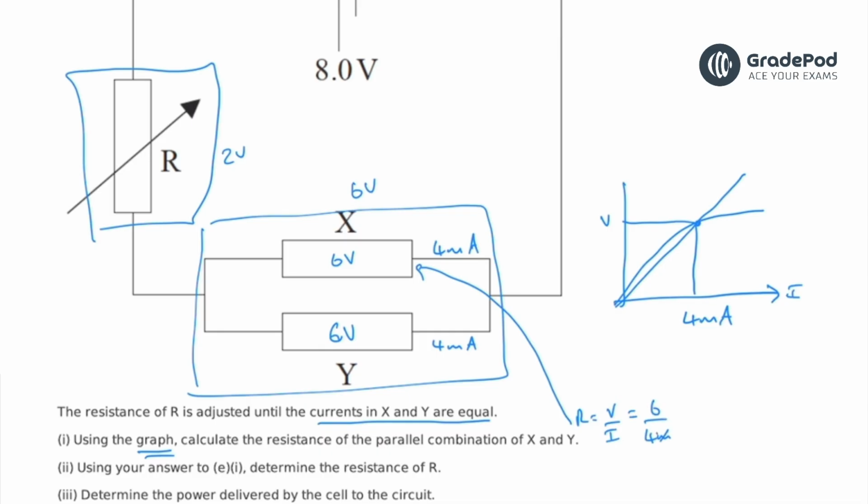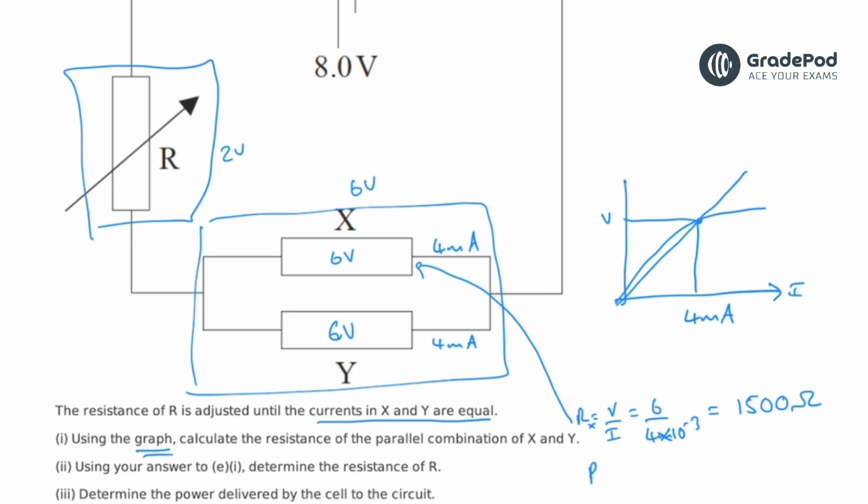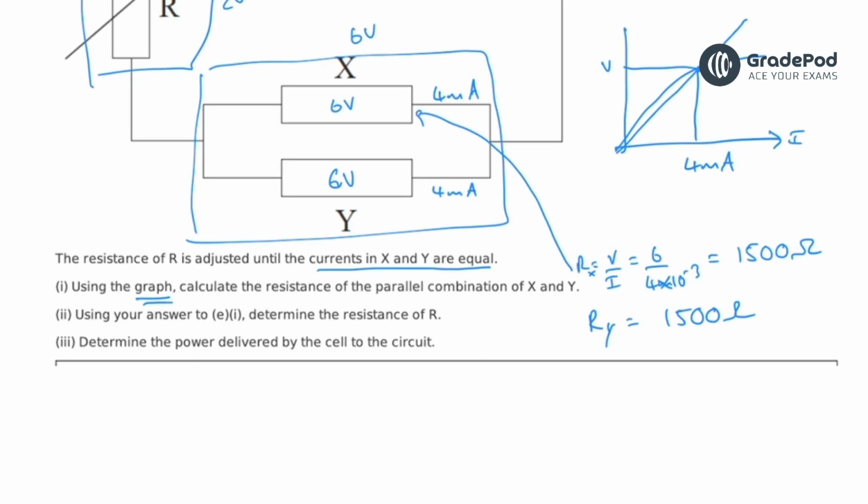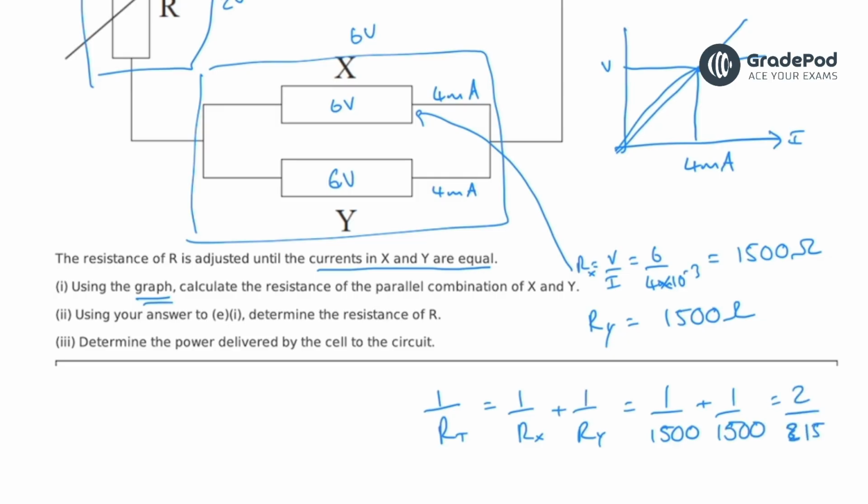The current is 4 times 10 to the minus 3 amps, which gives us 1,500 ohms. So the resistance of X is 1,500. Given that resistor Y is exactly the same, the resistance of Y is 1,500. And we want to know the parallel combination of X and Y. So 1 over RT equals 1 over Rx plus 1 over Ry. So that's 1 over 1,500 plus 1 over 1,500 equals 2 over 1,500.